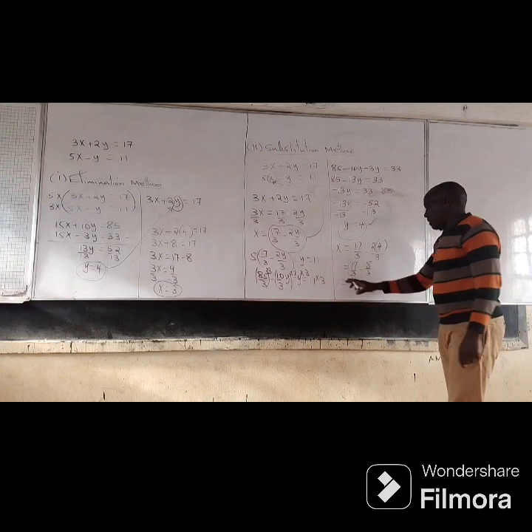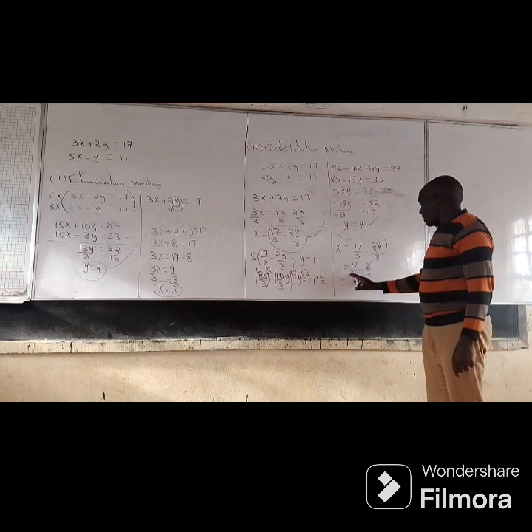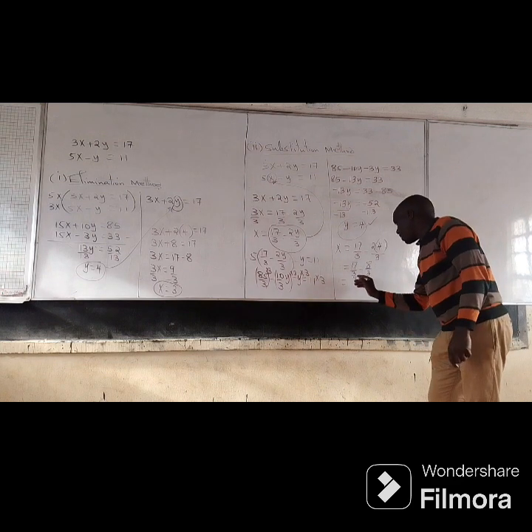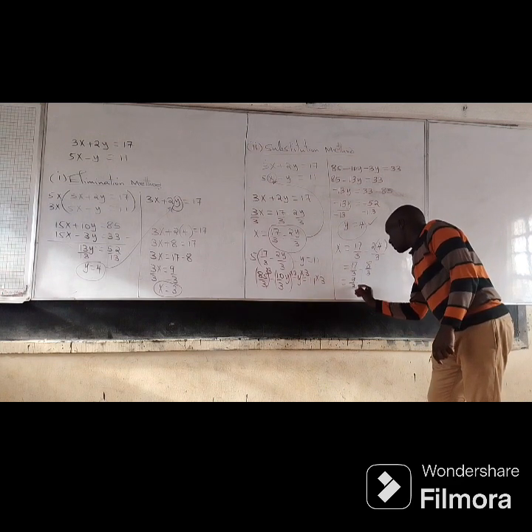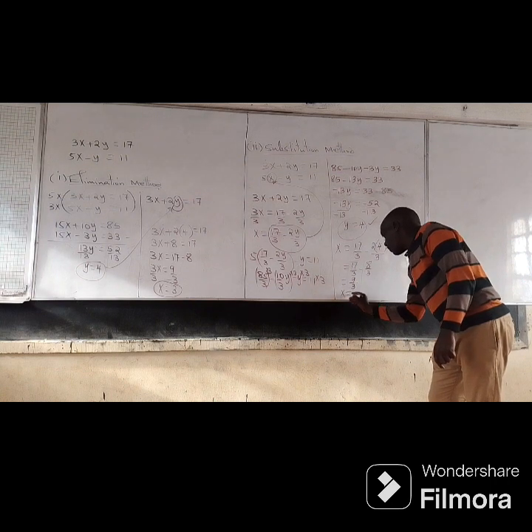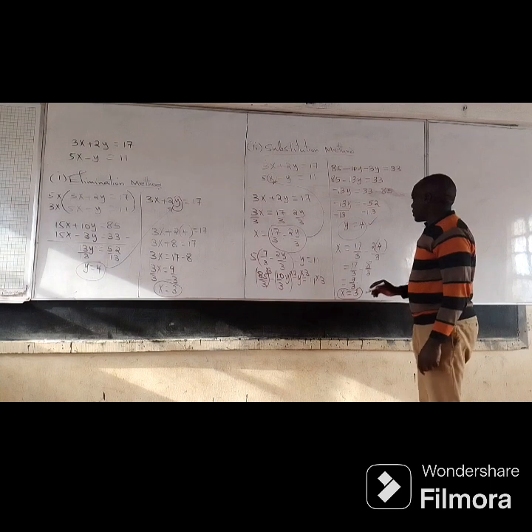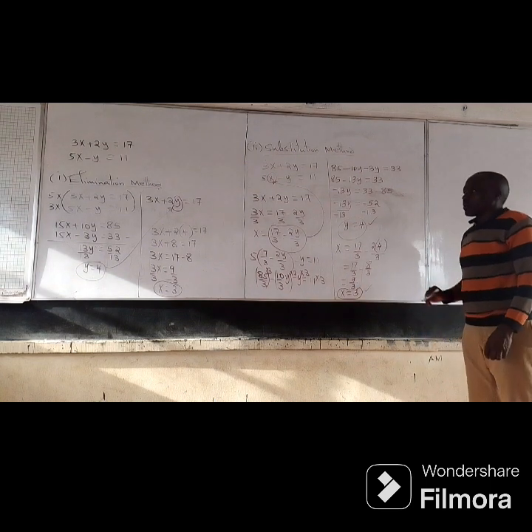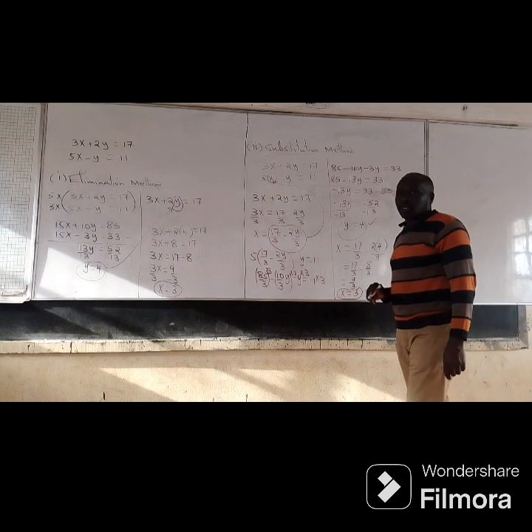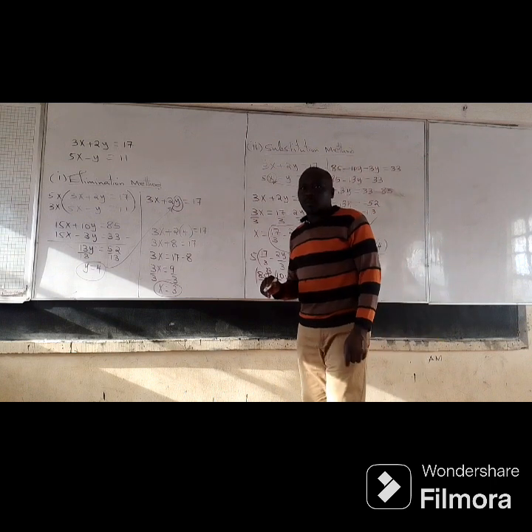So these fractions have the same denominator. So we subtract 17 minus 8, which is 9. And therefore, the value of x is 3. So you can see there, the value of x is 3 and the value of y is 4. So we have solved the two equations using the substitution method.